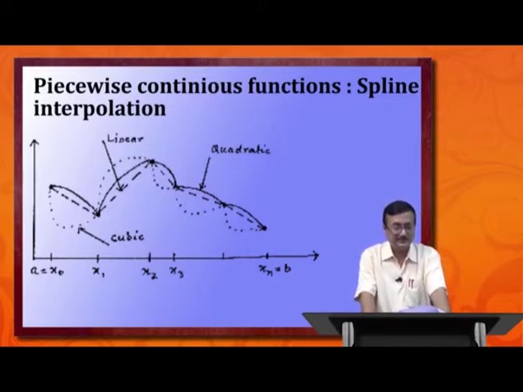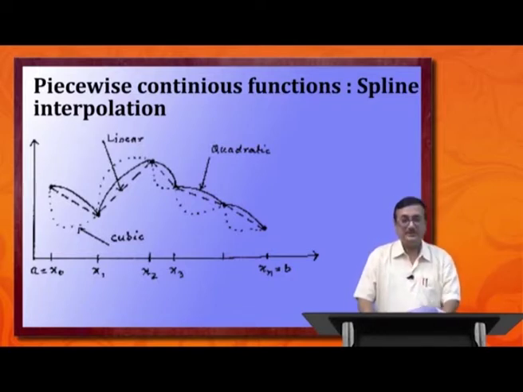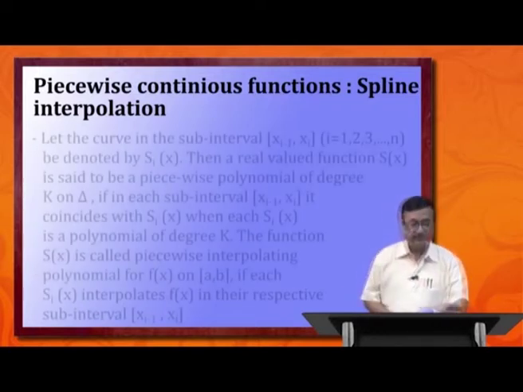For linear pieces, it is a linear spline function, that is of order 1. For quadratic pieces, the spline function is a quadratic spline of order 2. Similarly, for cubic pieces, we have cubic spline.